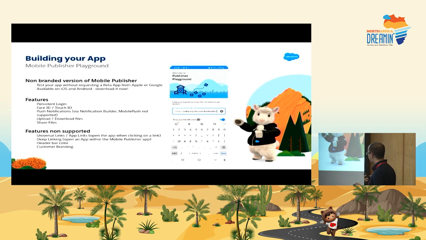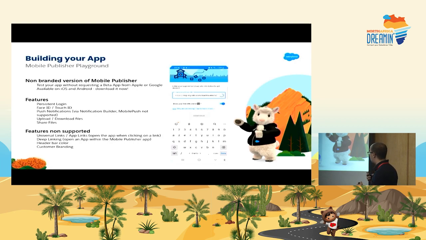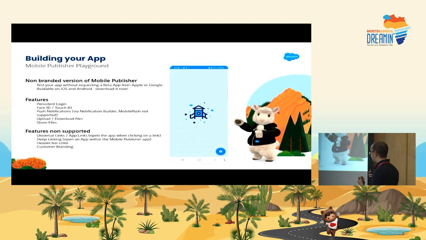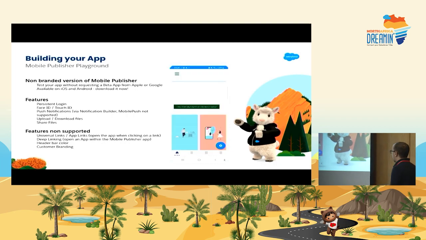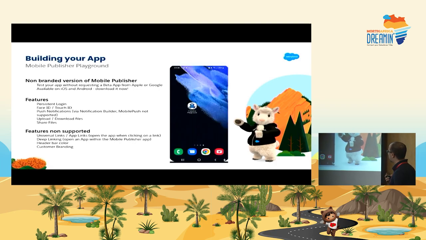You can also specify if it's ending with a /s or not. Then you can click continue. And this site will be loaded as an app just for preview purposes that you can start testing with directly. So this is all in terms of the mobile publisher playground.